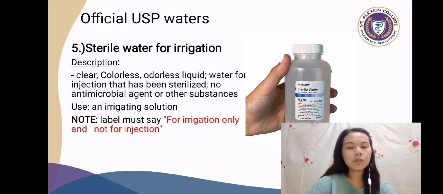This is a clear, colorless, and odorless liquid, a water for injection that has been sterilized with no antimicrobial agent or other substances. This is used as a solvent for irrigating solutions. Irrigation solutions are intended to flush and help in cleansing cavities and wounds. This type of water is for external use only. It should be noted that the label must say for irrigation only and not for injection.